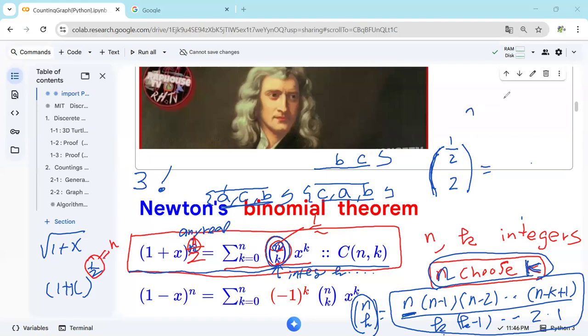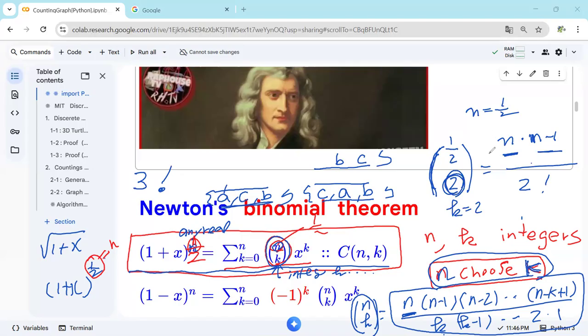Now n is 1 over 2 and k is 2, so we select 2. So this is n times (n minus 1), and this is divided by 2 factorial, by definition. Then n is 1 half.